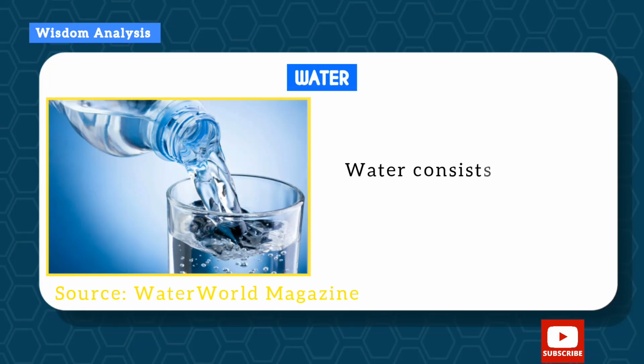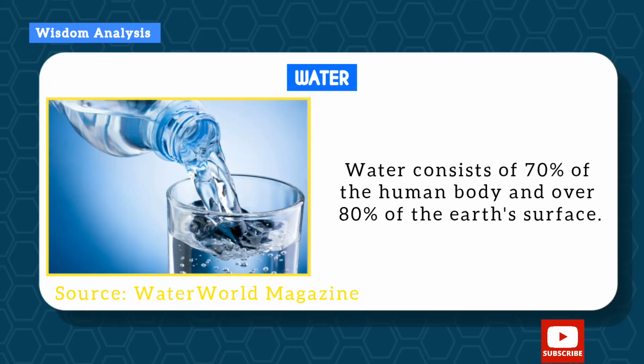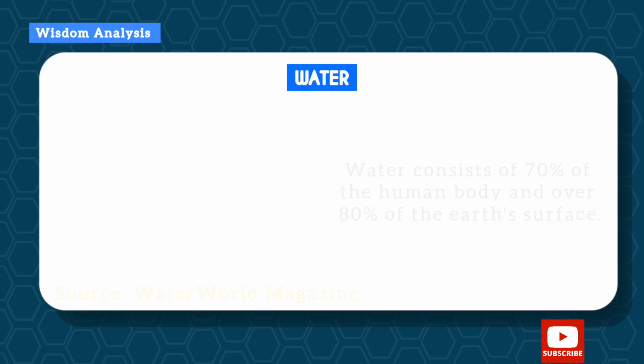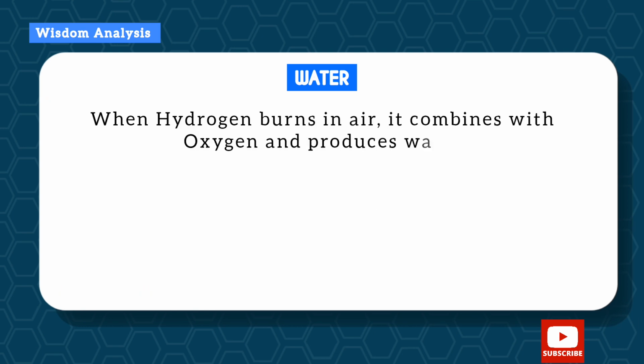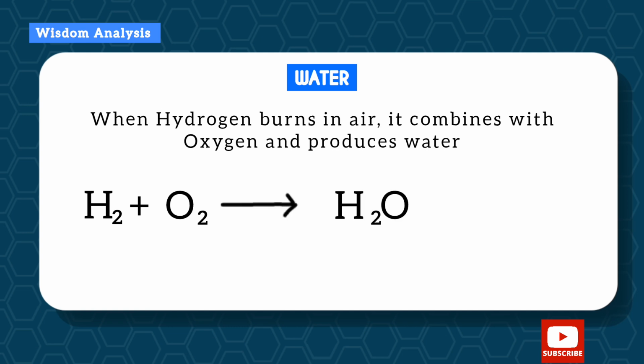Today we'll be talking about water. Water consists of 70% of the human body and over 80% of the Earth's surface. When hydrogen bonds in air, it combines with oxygen and produces water. So H2 plus O2 produces water, which is what?